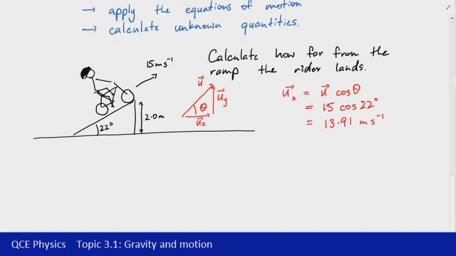As I mentioned back in the previous video, sometimes I do forget this step. We'll make up as being the positive direction to make sure that we are considering what's happening with positives and negatives and not getting confused. And so uy then is going to be u sine theta, and that's going to be 15 sine 22 degrees, and so that gives a value of 5.62 meters per second.